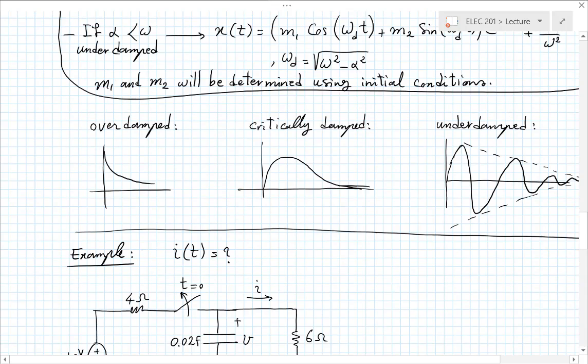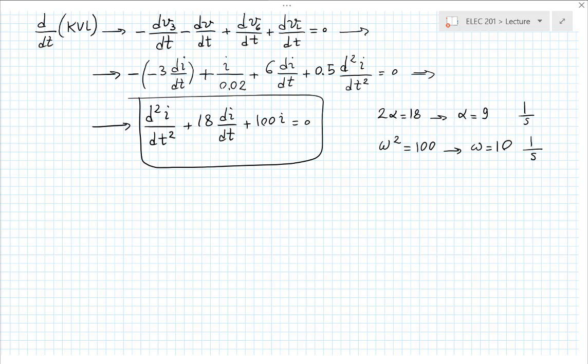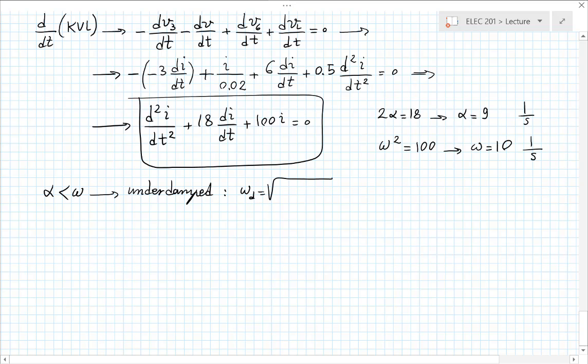So we have an underdamped case, so we'll calculate omega d. Okay, alpha is smaller than omega, so this is underdamped. So my omega d is the square root of omega squared minus alpha squared, which is the square root of 100 minus 81. Now, what is the square root of 19? That's maybe about 4.5, shall we say, approximately. 4.5 inverse seconds.